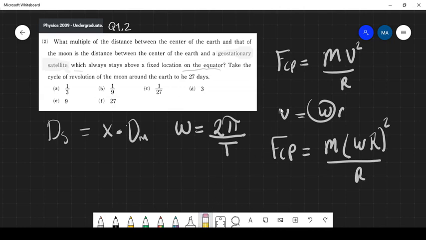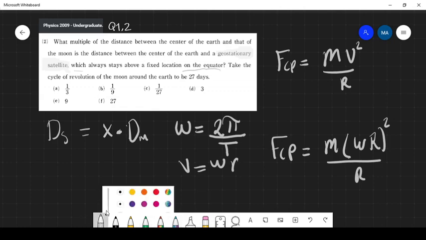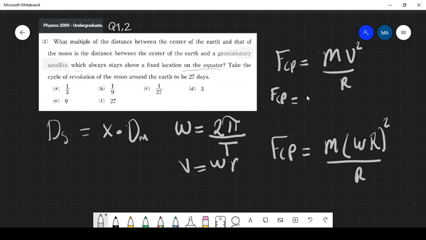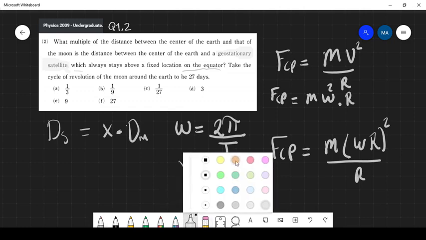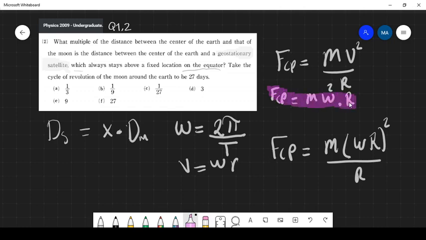So what you'll get here is, let me put this relation, v is equal to wr. So we will get a formula: the centripetal force is equal to m w squared multiplied by R. And this is the formula we are going to use for this part.